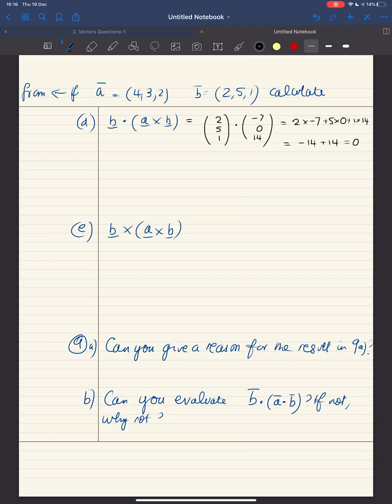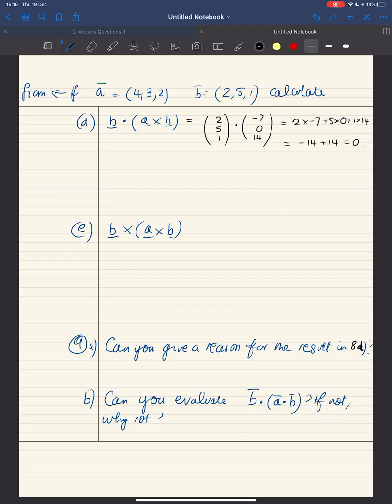Okay, so there's a reason this has come up as 0, and I shall tell you now. Although I think this is part of, must be this one here. 9a, I think that should say 8d. Can you give a reason for the result in 8d, which is the one that we've just done here? So why is it 0?